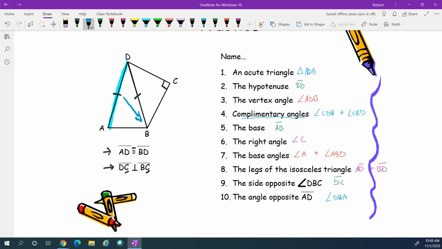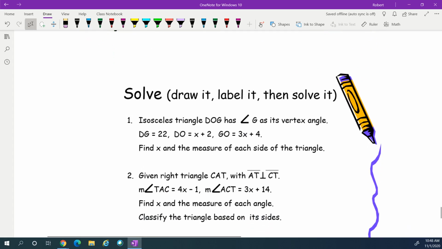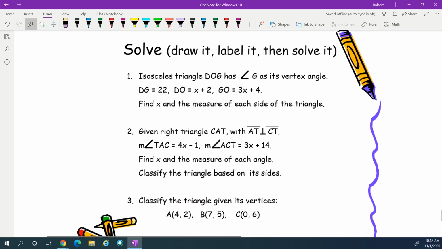All right, so we actually haven't done any problem solving. All we've done is vocabulary at this point. But the next step is let's solve some problems. So we're going to turn our attention to doing that. And let's go over these three problems.